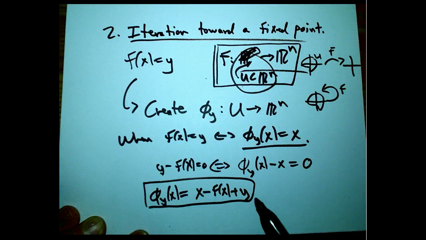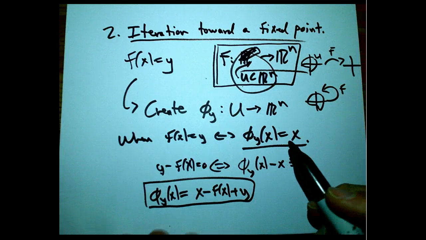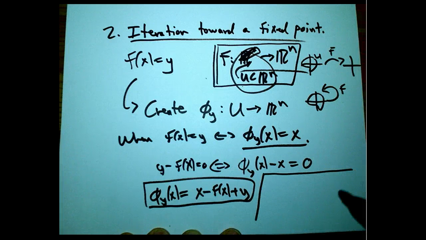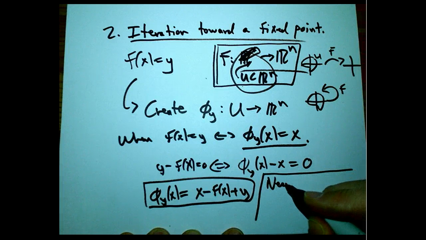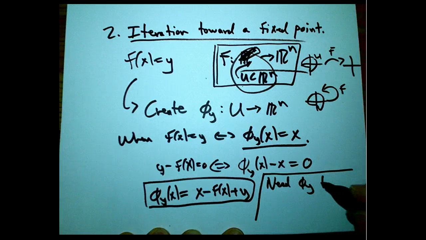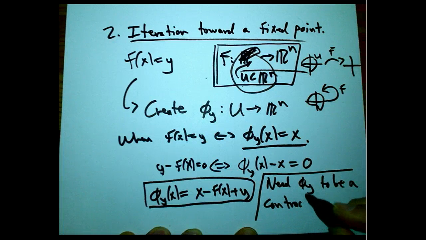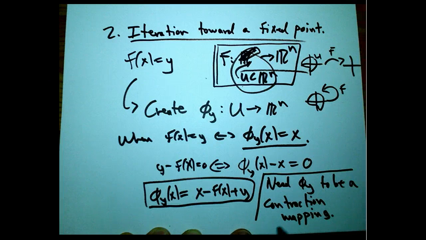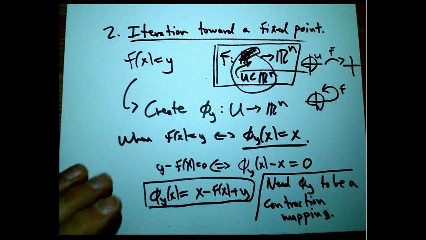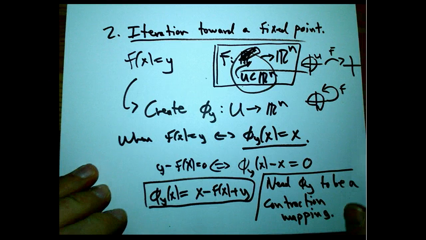Now, I am not saying this is always going to work. Because what do we really need to activate the really good theorems about fixed points? We need phi sub y to be a contraction mapping. That's an important thing you need to know about as a prerequisite here. Another way to phrase that is it satisfies what's called a Lipschitz condition, with the Lipschitz constant being strictly less than 1. Lipschitz is going to be another thing, although I'll redefine that later on. But it's got to be a contraction mapping.